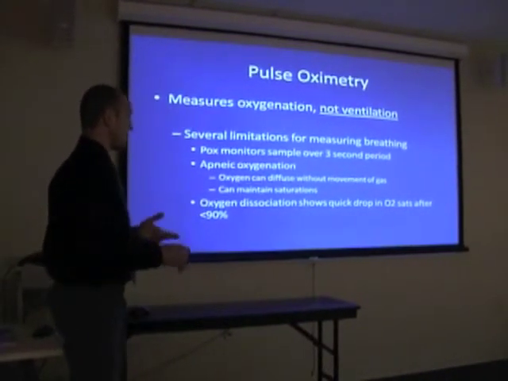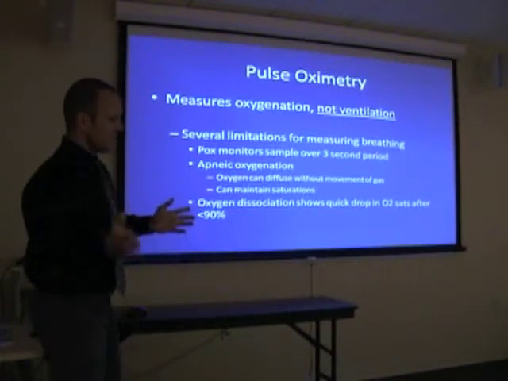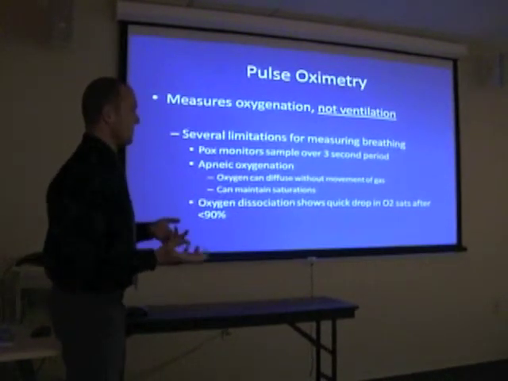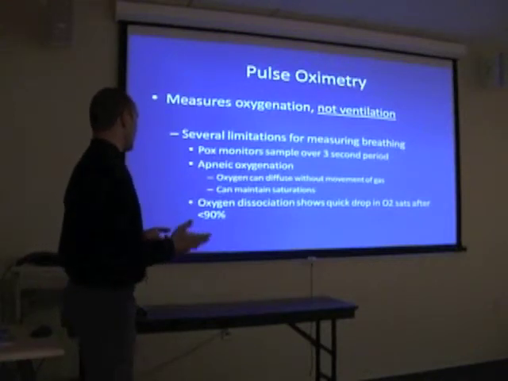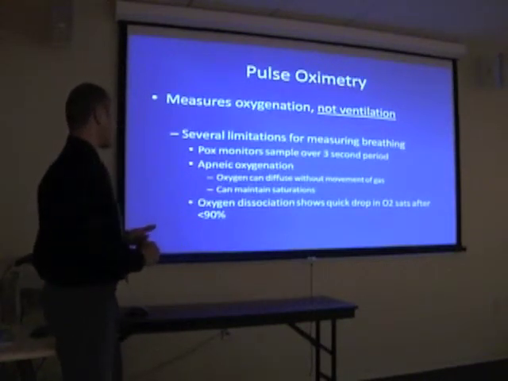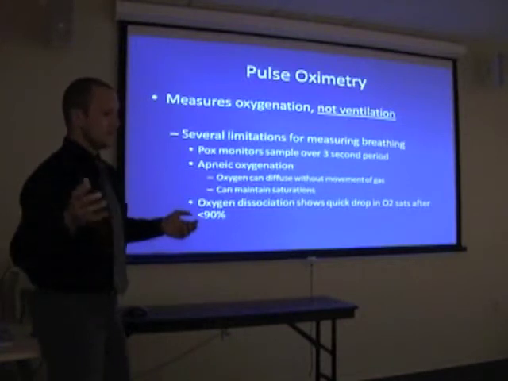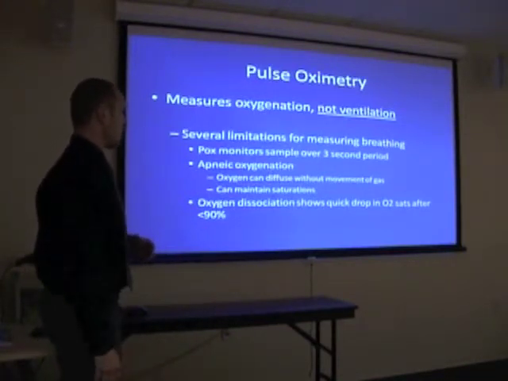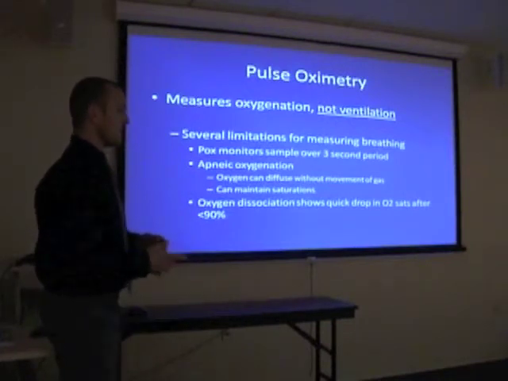So with pulse ox itself, it's not measuring ventilation, and the limitations for pulse ox monitoring are these. There's a 3-second delay, just as it stands, from when the patient breathes and gets oxygenated to when it's measured at the finger. So there's some error there. There's also something called apneic oxygenation, where patients won't breathe at all, but the diffusion of oxygen in will keep the patient sat very adequately for a prolonged period of time. That whole time the patient may not be moving air at all.